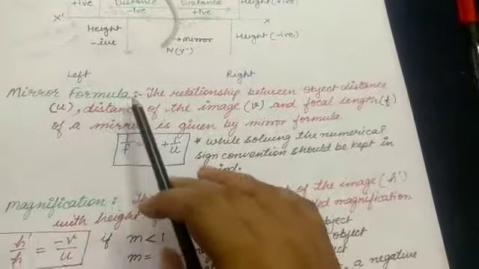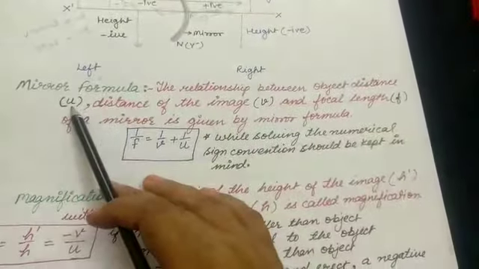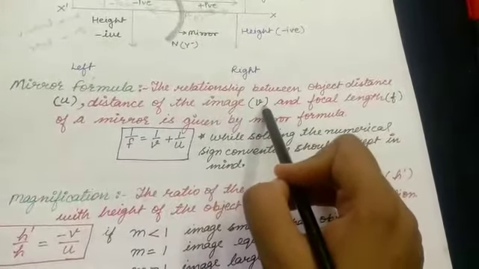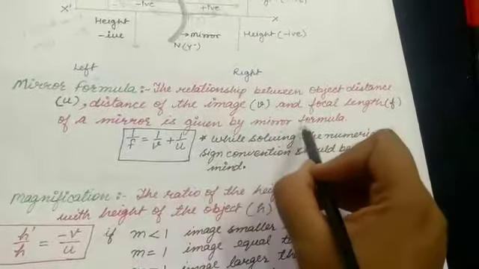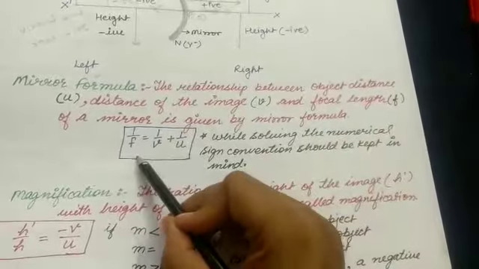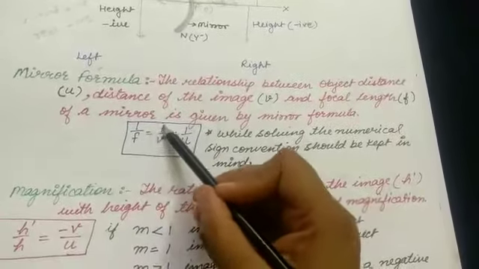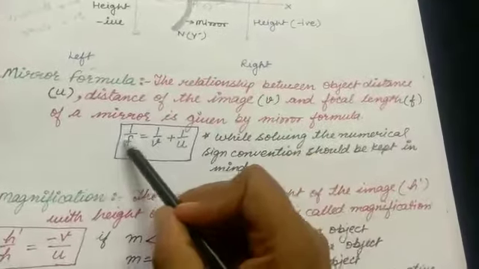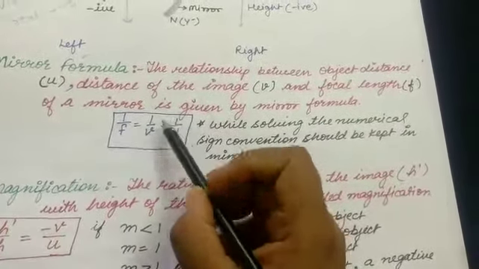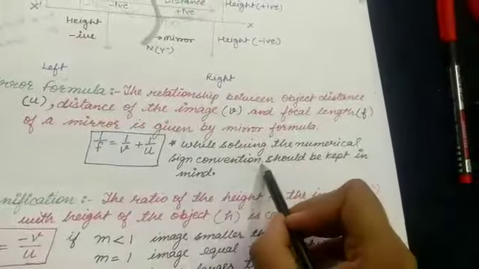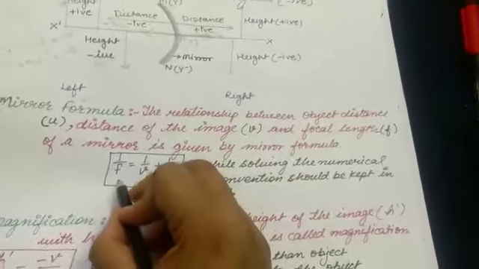Now the mirror formula. What is the mirror formula? It is the relationship between the distance of the object, that is small u, the distance of the image, that is small v, and the focal length, that is small f of a mirror. The mirror formula is 1 by f, the focal length, equals 1 upon v plus 1 upon u. Here f is the focal length, v is the distance of the image, and u is the distance of the object. While solving numericals, the sign convention should be kept in mind. Whenever we put in the values, we have to put the sign also.